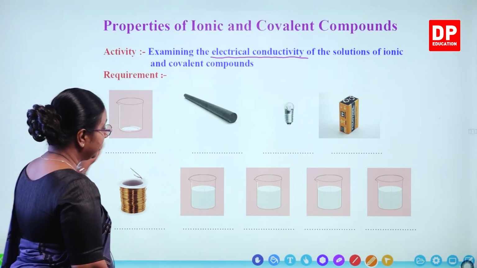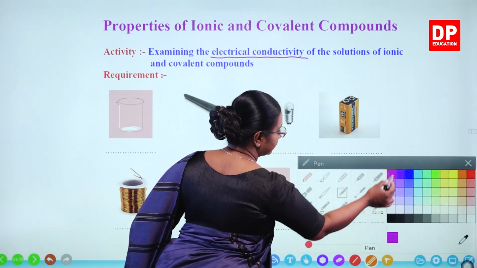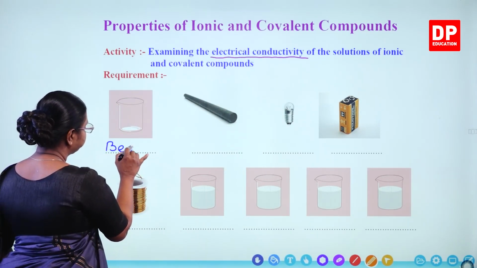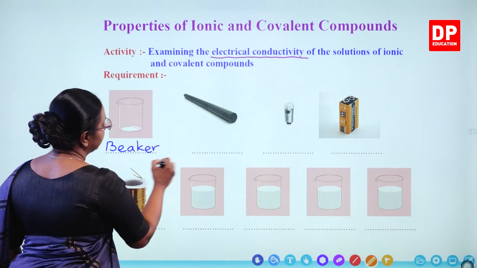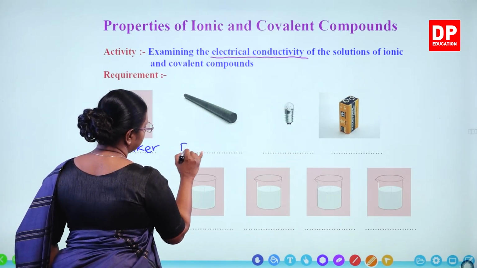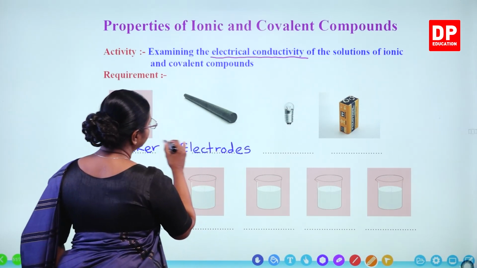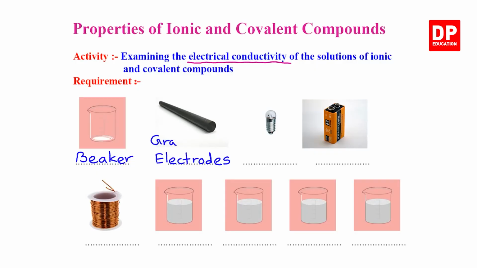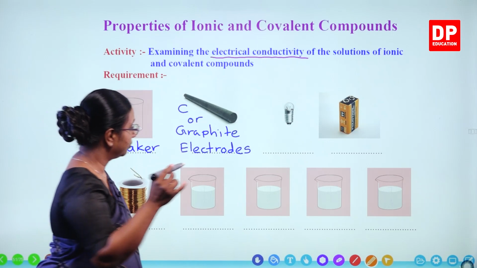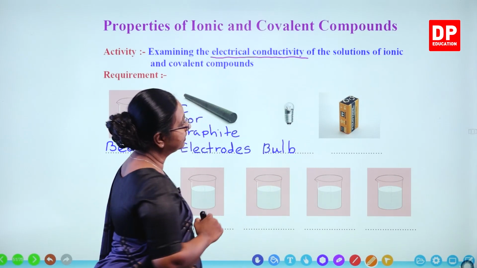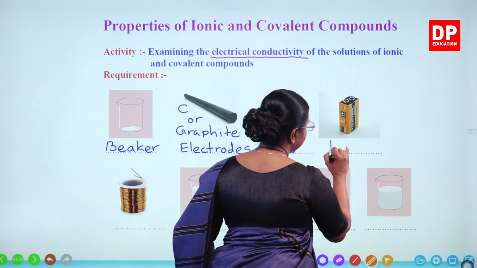So to do that, we have these materials that are necessary for the activity. Here you can see we need beakers and we need electrodes. We need 2 electrodes, and for this we will be using graphite or carbon electrode. So we need 2 electrodes. We need a bulb to observe whether electricity is conducted. Then we need a battery.